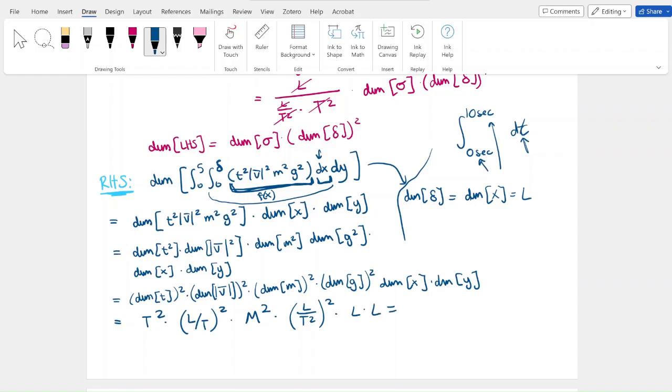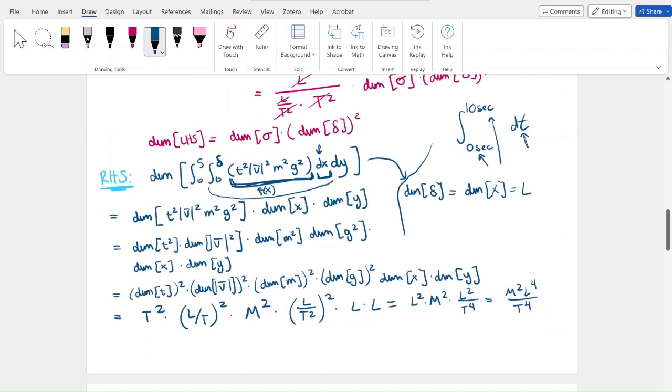So this gives us, after we simplify, L squared times M squared times L squared over T to the fourth, which is just M squared L squared over T squared. Wait, no. M squared L^4 divided by T^4. Is that right? Yeah, okay, that's right.